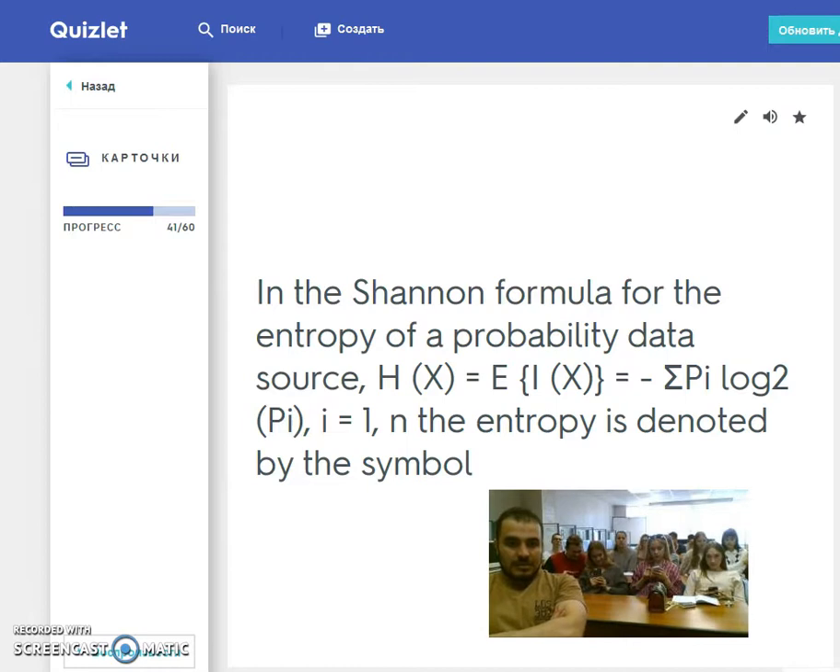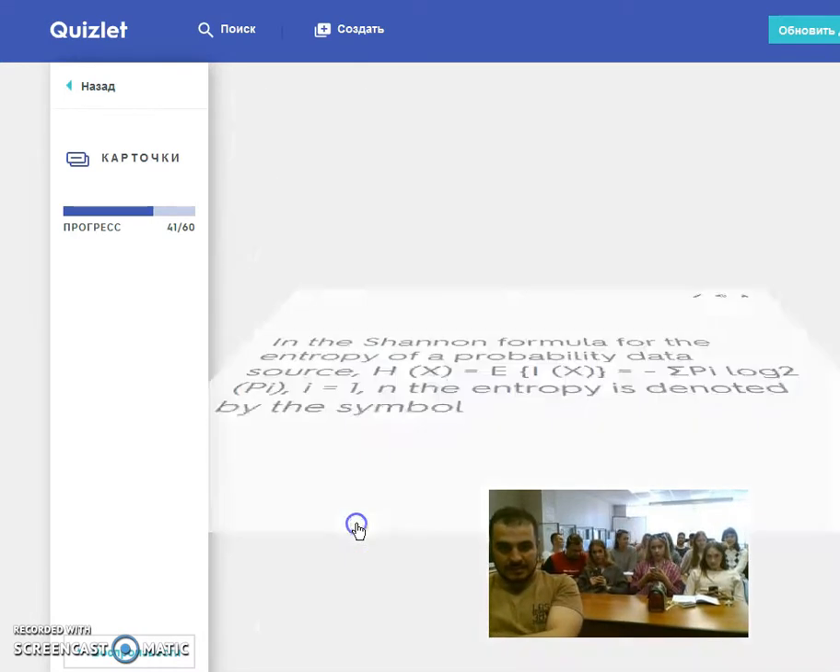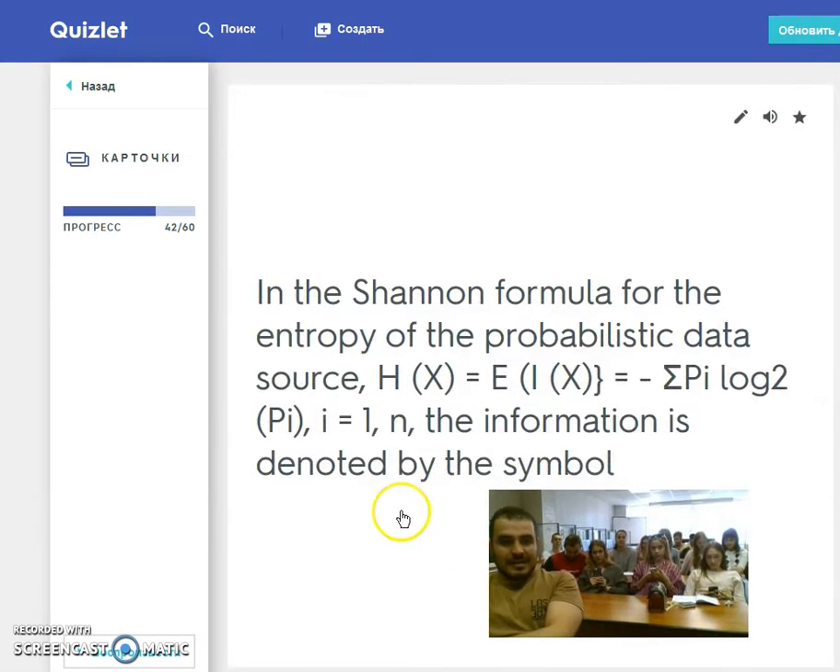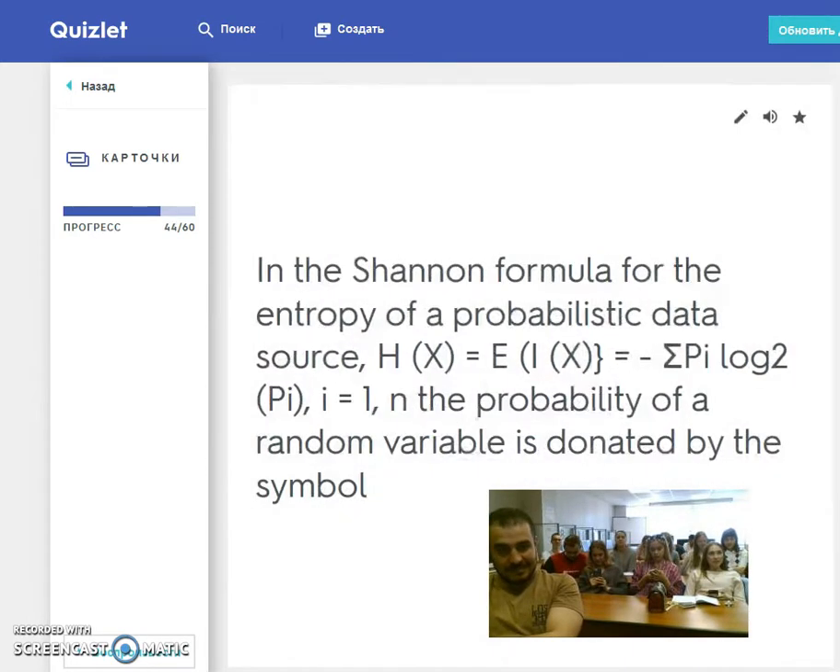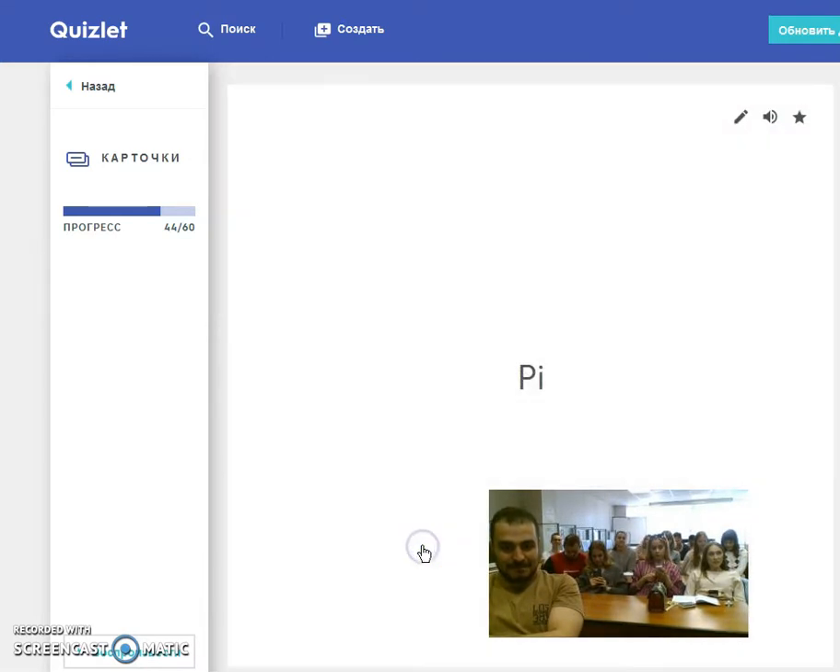In the Shannon formula, the information is denoted by the symbol. The value. The probability of a random variable. Pi.